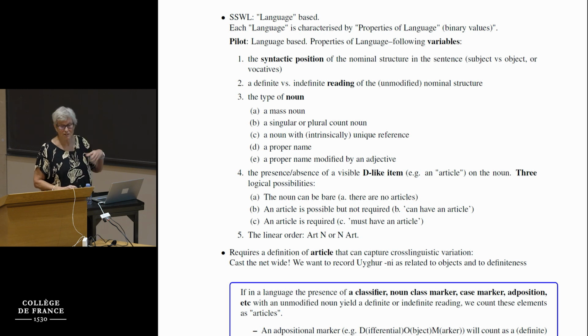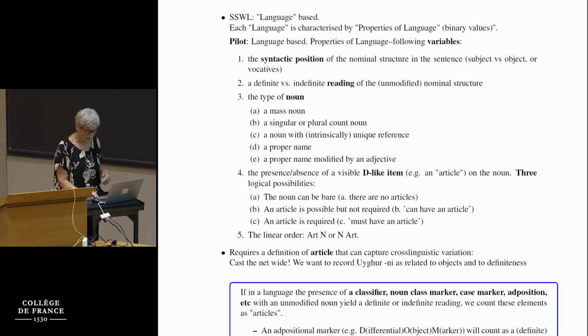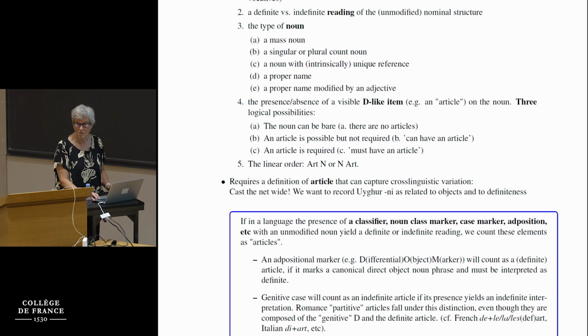And then we had basically three choices, for each of these subcategories. A noun can be bare, with no articles. An article is possible, it's optional but not required. Or an article is required in a particular context. And then we had a property which says whether the article precedes the noun or follows the noun.